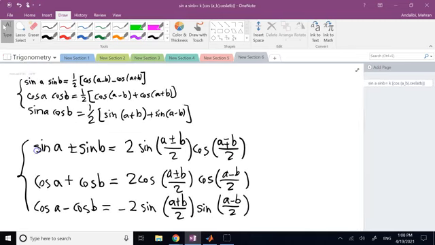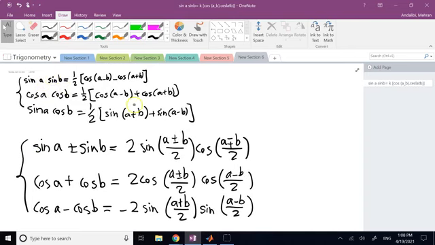Okay, so here at the top, I'm converting product into summation. In the bottom one, I'm converting summation into product. So hopefully I have given you enough tricks so you can succeed in solving different equations involving these functions in your higher education. Thank you.